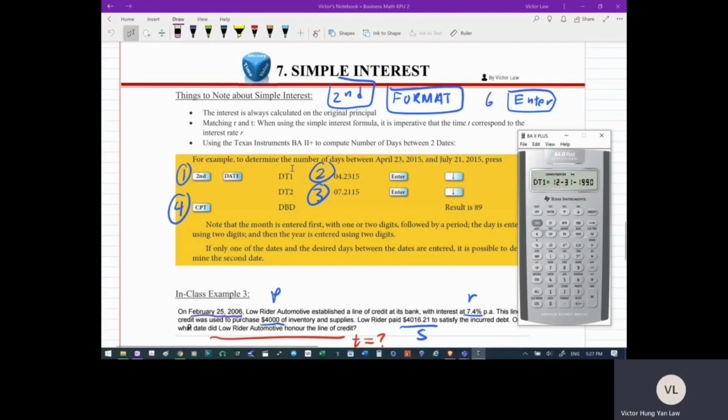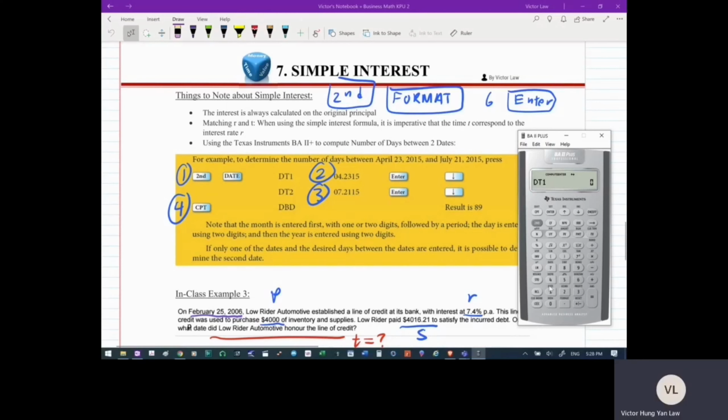So what we're going to put in here in step 2 is 04.2315. And that represents April 23rd, 2015. So 04.2315, enter, and then we arrow down. So this is the step that we're going to do in step 2.